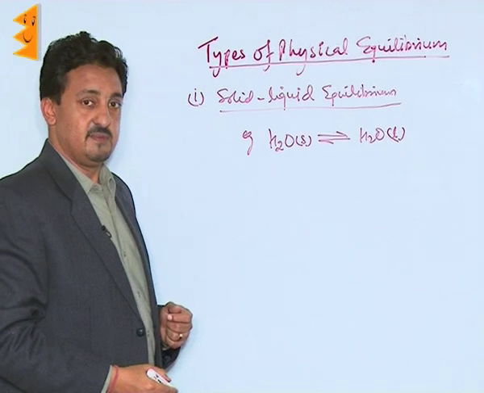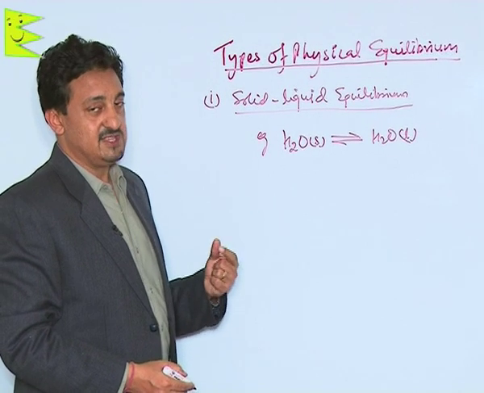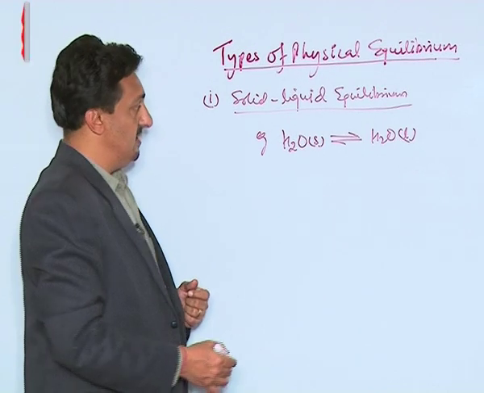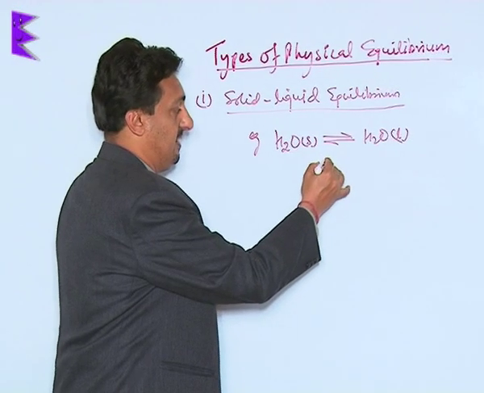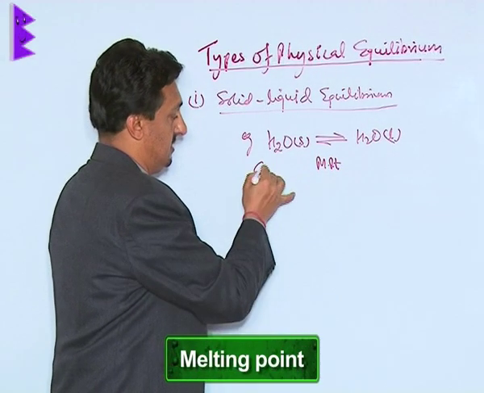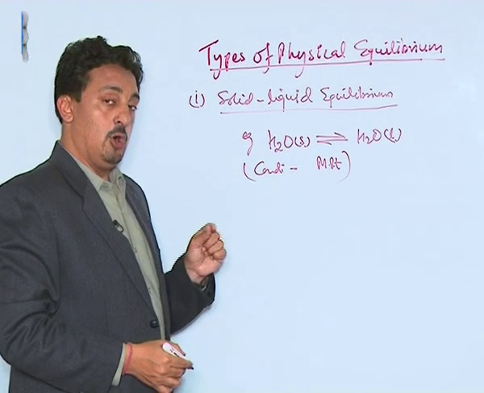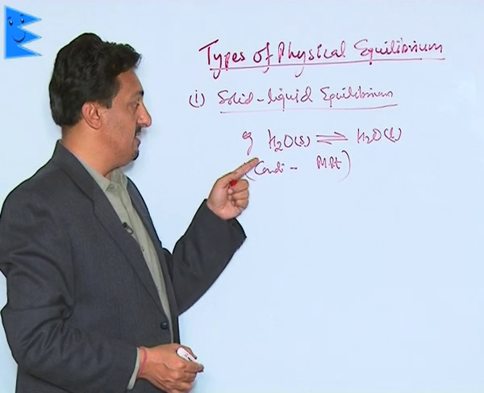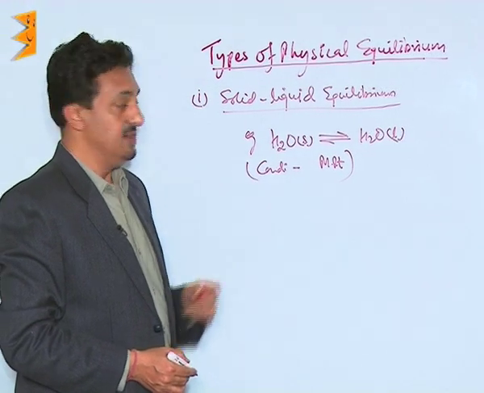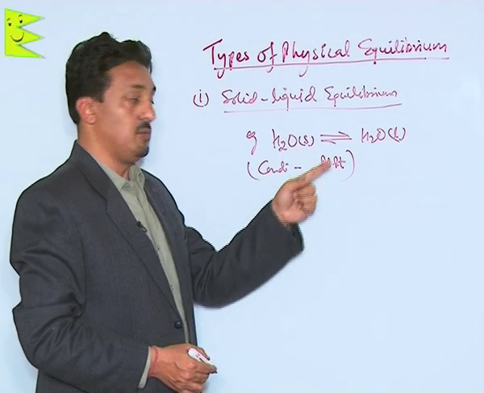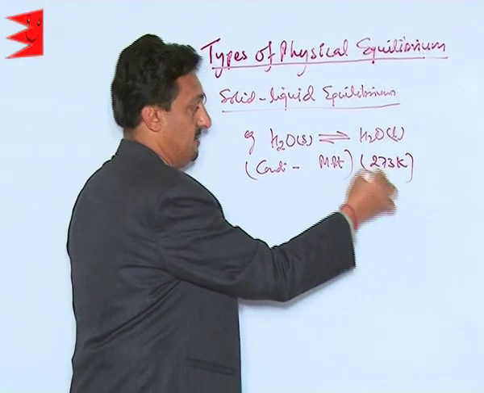Now these equilibriums will always be associated with certain conditions. In this type of equilibrium, the condition is the melting point. This kind of equilibrium only takes place whenever we are at the melting point of that substance. So this conversion of ice to water or water to ice always takes place at 273 Kelvin.